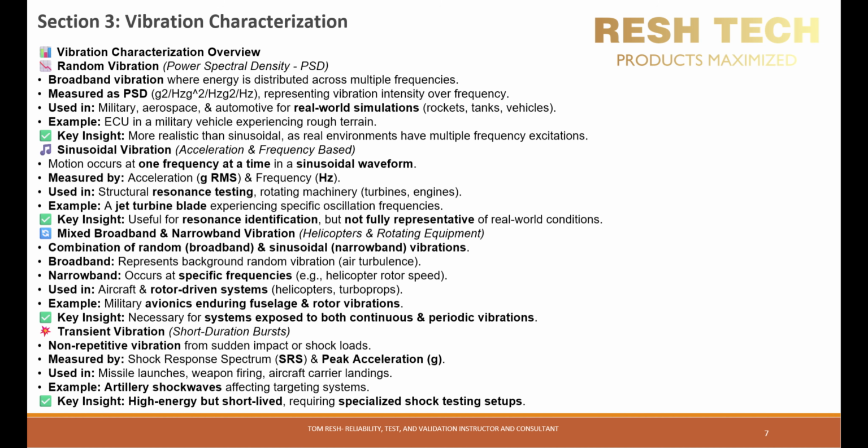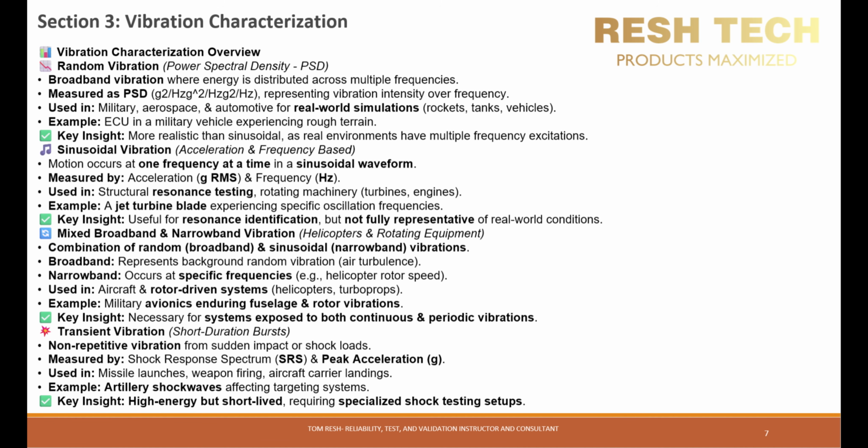Next, let's look at mixed broadband and narrowband vibration, which is used for rotating machinery like helicopters. It is a combination of random broadband and sinusoidal narrowband vibrations that occur simultaneously. Its measurement includes broadband components represented as background random vibrations, such as air turbulence, and narrowband components which occur at specific frequencies, such as the rotor speed of a helicopter.